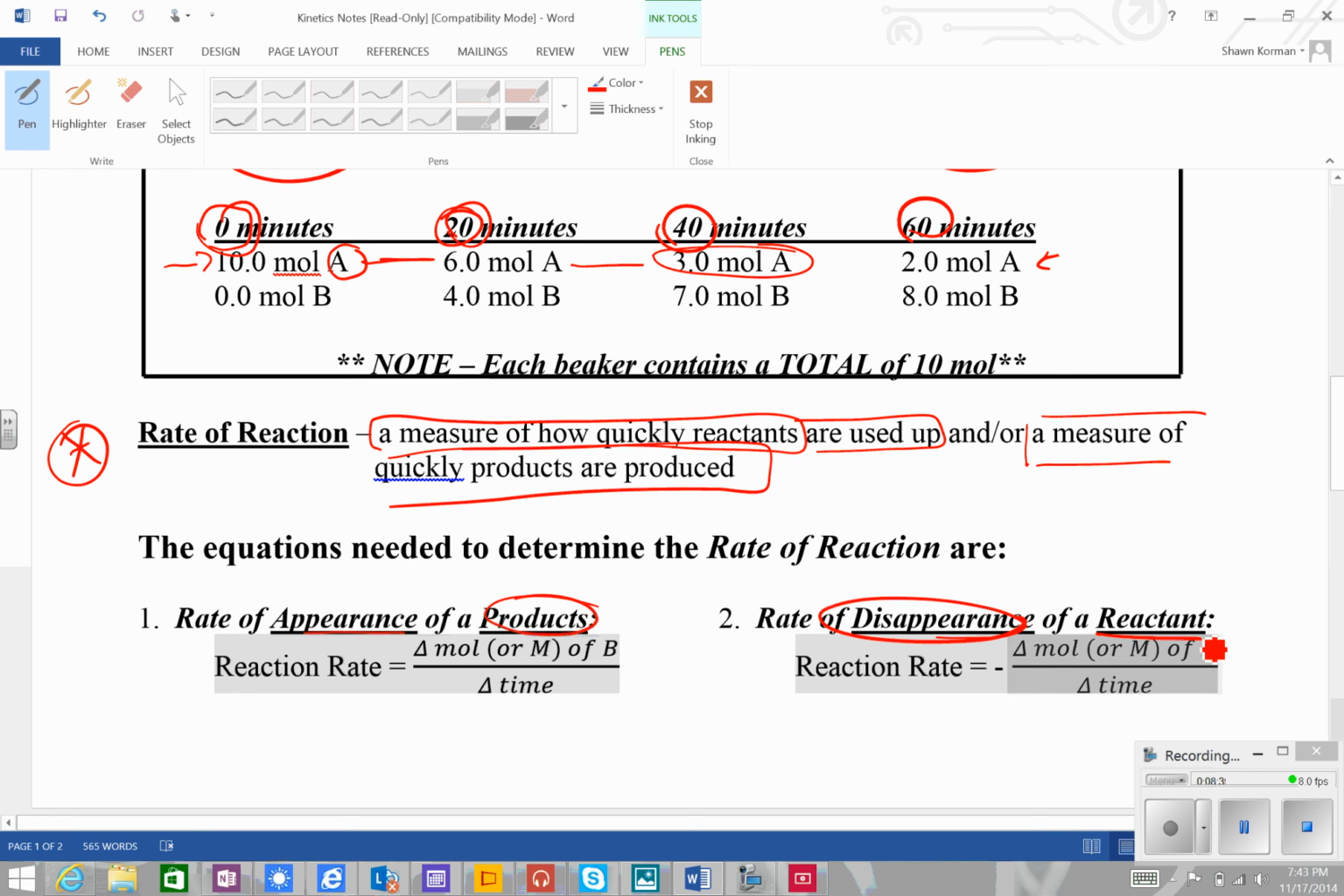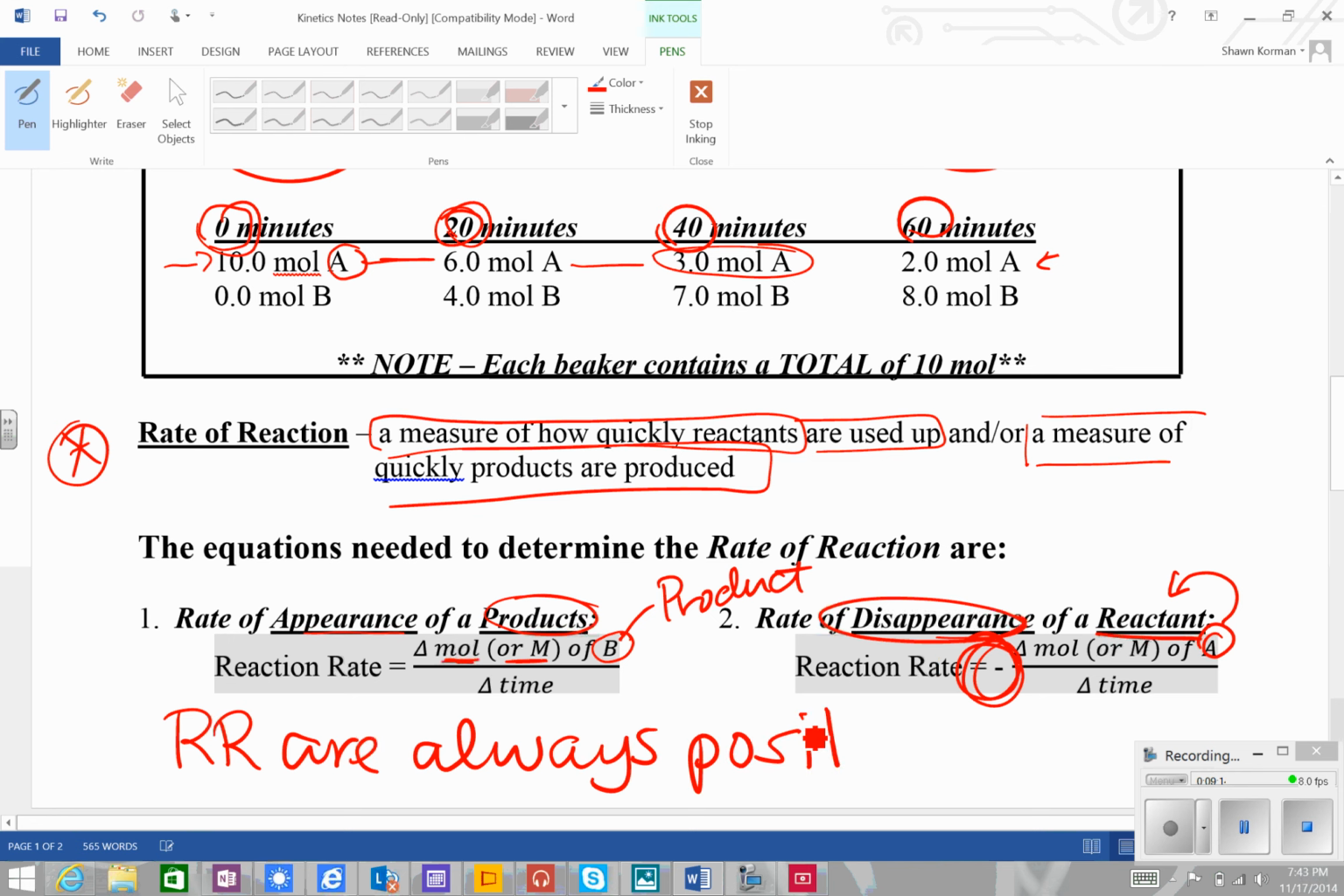Okay, now take a look at these equations. It's a pretty straightforward equation. It's just the change in moles or molarity. So we can do moles or molarity of your product. B is indicating product over change in time. And then the rate of disappearance has change in moles, this time of A, because that's your reactant, over change in time. But please notice this little guy right here. That is a negative sign. And the reason for that is that reaction rates are always positive.